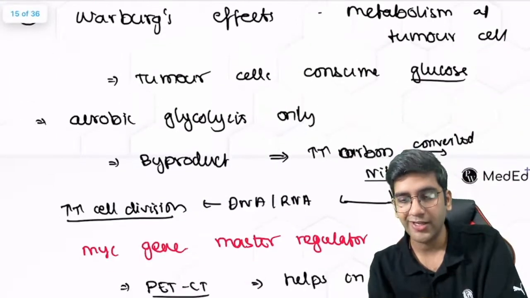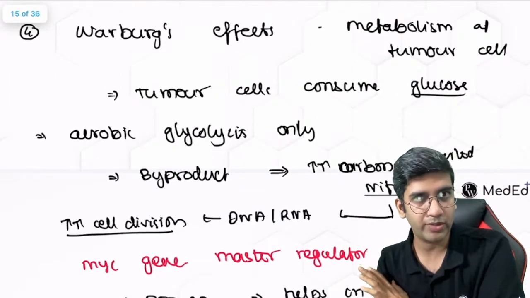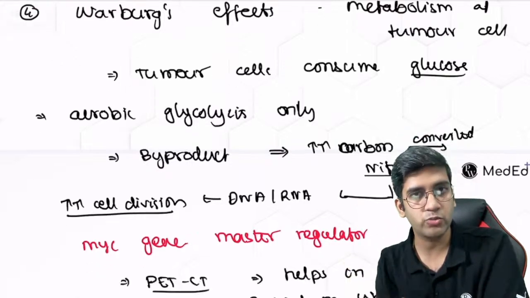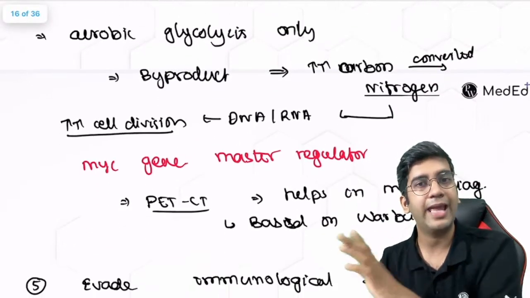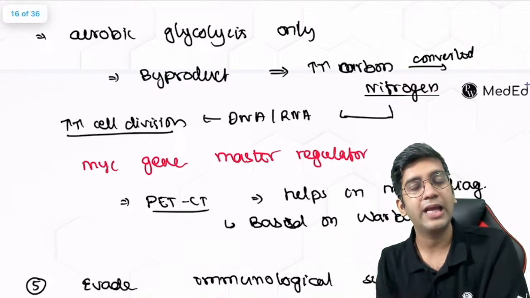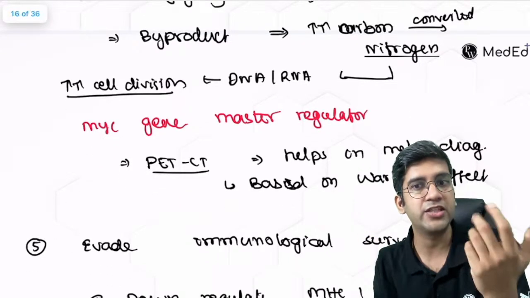Warburg's effect. Tell what is Warburg's effect? How it helps in the growth of the tumor by producing nucleotides, DNA, RNA. The MYC gene is the one which controls everything, and the practical application of Warburg's effect is that it's involved in PET scan.